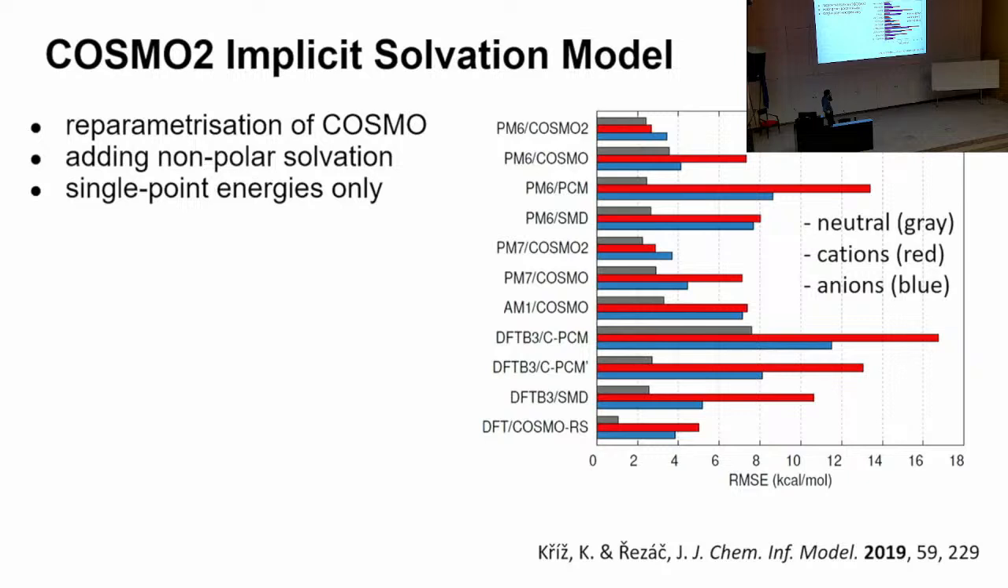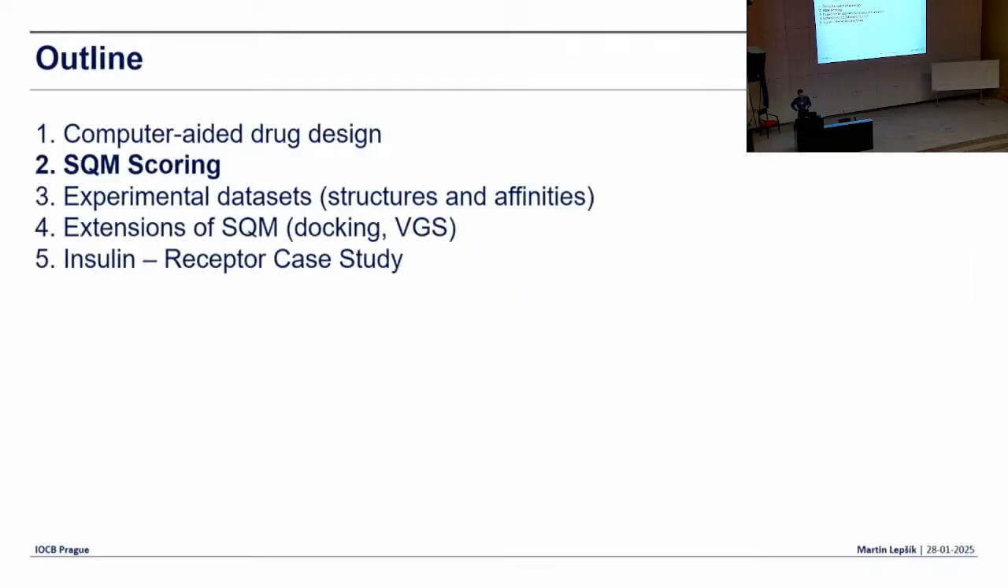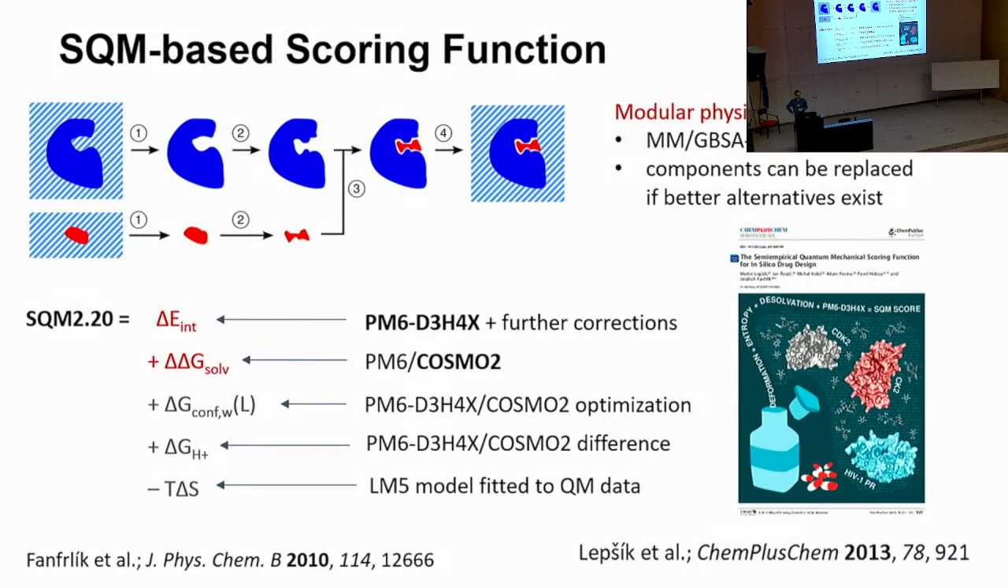And what Jan Řezáč did was to reparameterize it on bigger data sets, adding the nonpolar solvation term. And you can see in the first line, PM6 COSMO2 has even decreased the errors dramatically. So with such a combination of vacuum energies and solvation energies, we could go to SQM scoring.